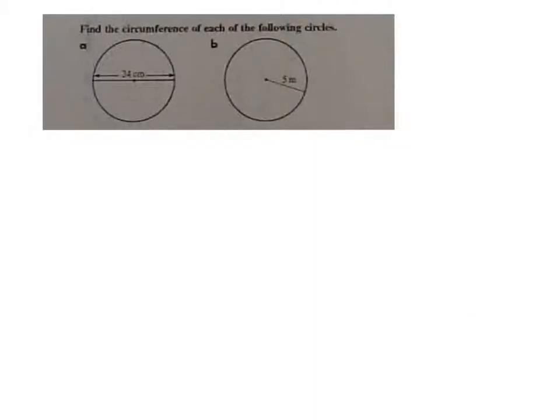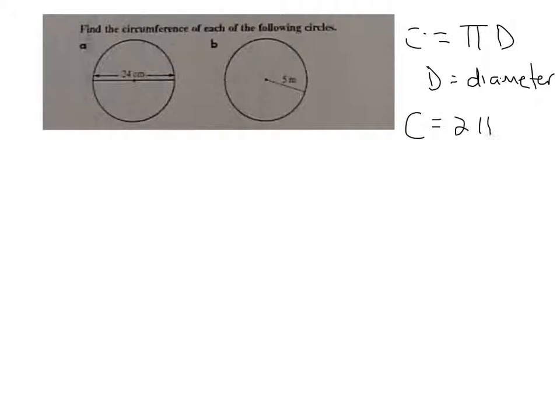Okay, we've got some questions here which are asking us to find the circumference of the following circles. Now, if we're going to find the circumference of a circle, we have a rule. The rule being, C is equal to pi d, where d equals the diameter, or C equals 2 pi r, where r is the radius.